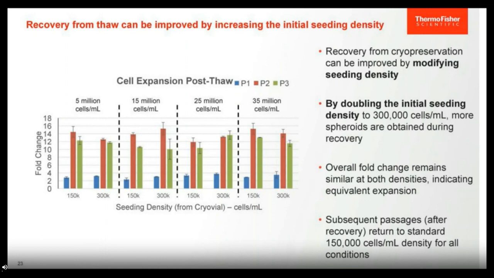So this indicates that if you would like your cells to recover better, coming straight from cryopreservation, you can seed at a higher seeding density during the first passage recovery and then return to our standard density at the subsequent passages.